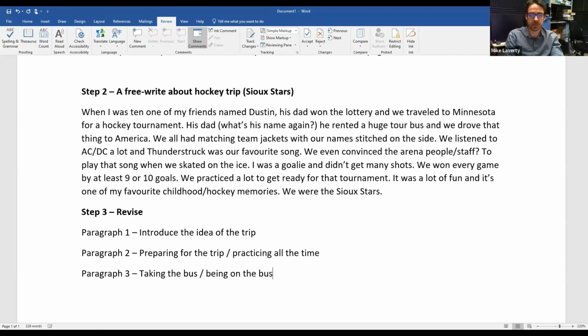Being on the bus, and then I'm just planning it out. Then I'll go back, and if I had more time, I would do more free writing about all that stuff. And you notice as you start writing, things start coming back to you, like the AC/DC, the Thunderstruck, me being the goalie. I had a general idea, just me going to that tournament. As soon as you start writing, it all starts to flow back to you, just like telling a story. You don't really remember it, but as soon as you get a few words out and start telling somebody a story, it starts to come back to you.